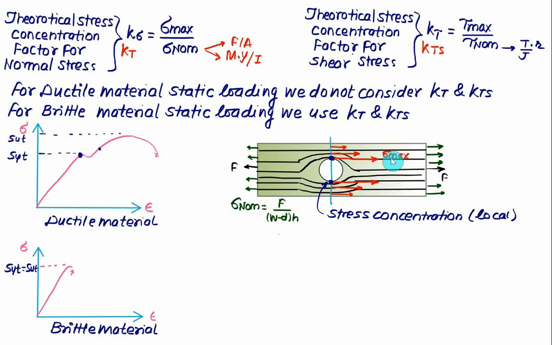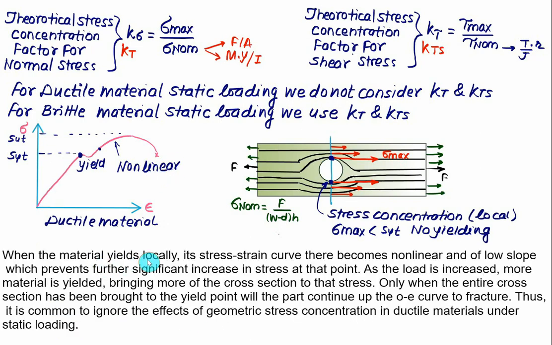And if the value of sigma max here is lower than the value of SYT, so if sigma max is less than SYT, then there is no yielding. So this point here represents the yielding. Once the part yields, suppose the value of sigma max is more than SYT, then it will start yielding, and this portion is a non-linear portion. So when the material yields locally, its stress strain curve becomes non-linear and of a low slope, which prevents a further significant increase in stress at that point.